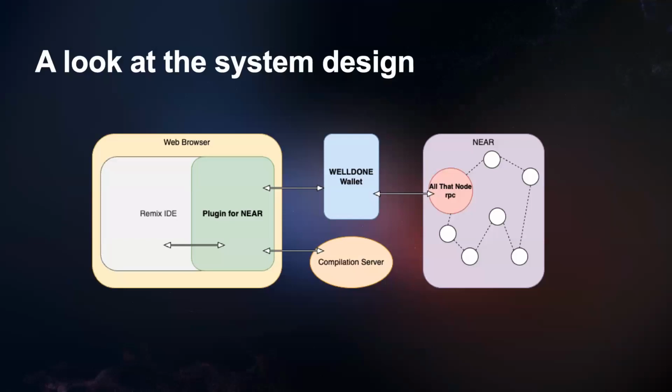The overall structure is as follows. We import the plugin into Remix. The plugin sends the code from the Remix editor to the compiler server and delivers the transaction to the wallet using the WASM binary received from the compiler server. Then the wallet signs the transaction and sends it to the RPC node.